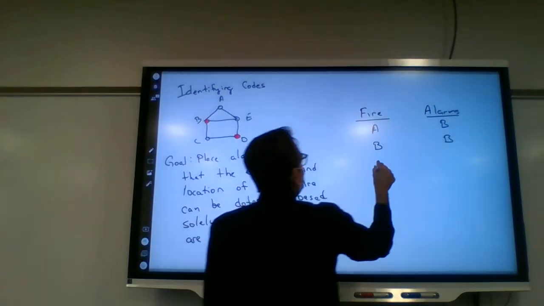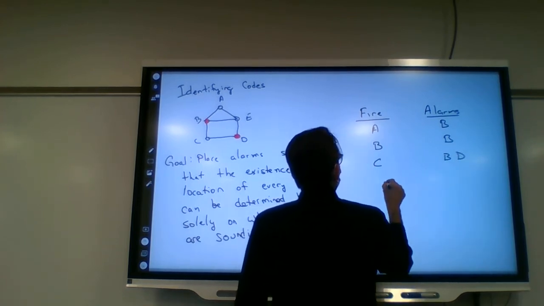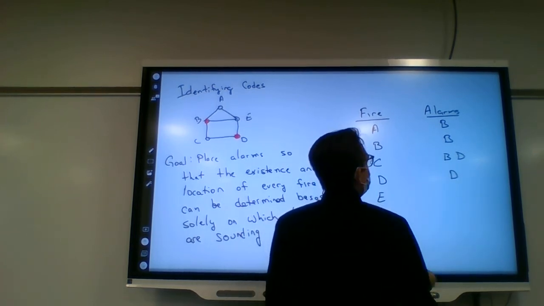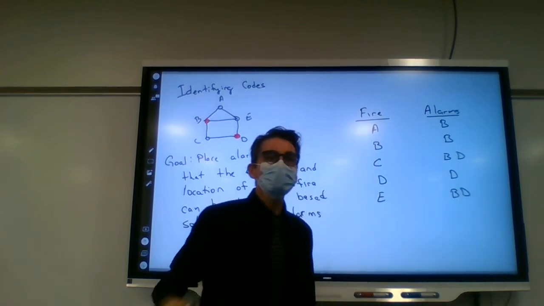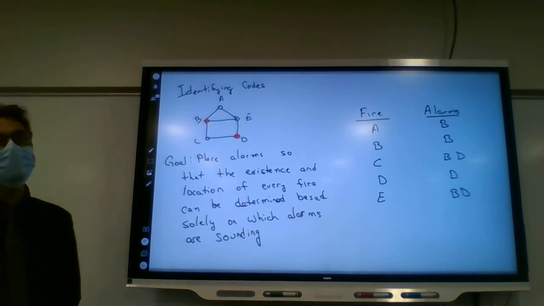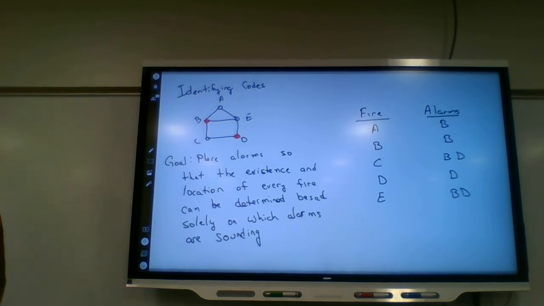But let's keep on going. What if the fire is in C? Then B and D go off. If the fire is in D, then just D goes off. If the fire is in E, then B and D go off again. Right? So what do we have? The only location that we know is if alarm D goes off by itself, we know the fire was in D. But otherwise, we don't know where the fire is. If alarm B goes off by itself, we don't know whether the fire was in A or in B. If B and D both go off, we don't know whether the fire was in C or in E.